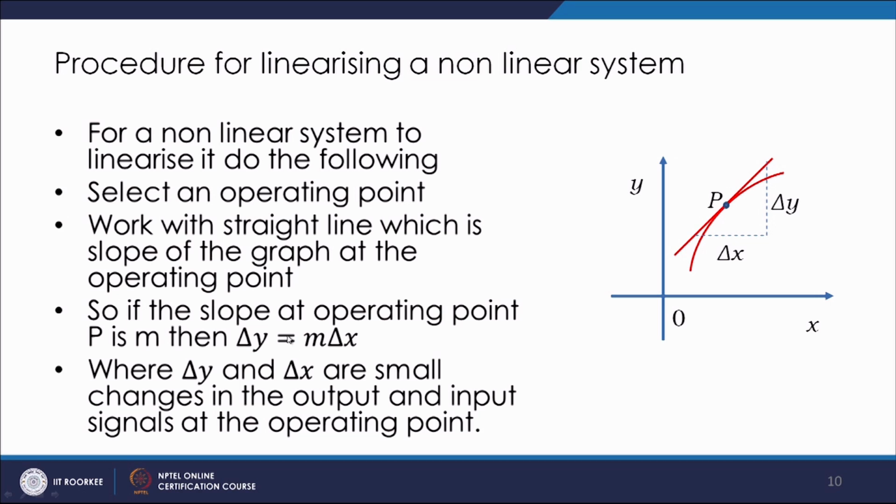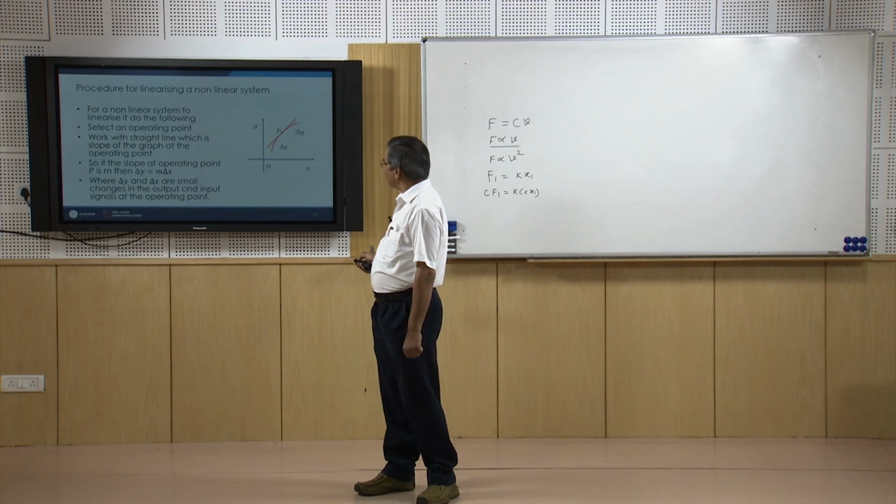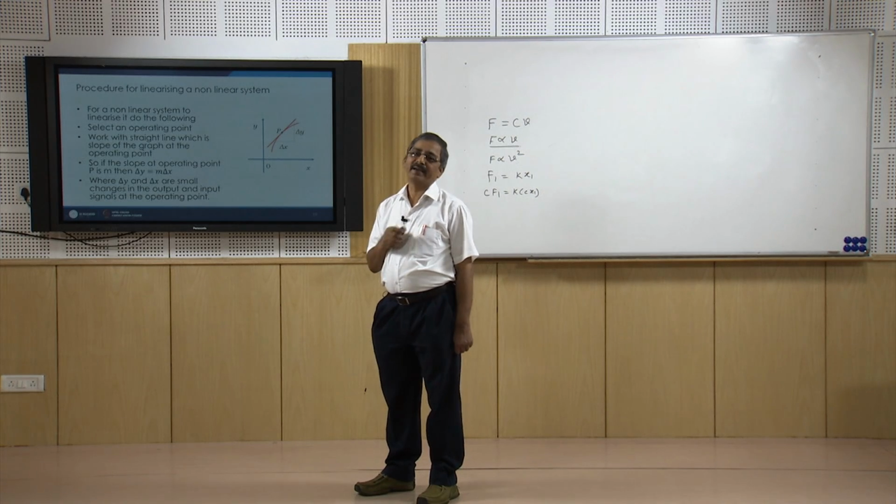So, here what we have done is represent this curve by this straight line, and the expression for this straight line is delta y is equal to m delta x. This is how I am able to linearize this curve at this particular operating point P. As I said, here delta y and delta x are small changes in the output and input signal at the operating point. Now, we can see this, delta y is equal to m delta x, mathematically also.